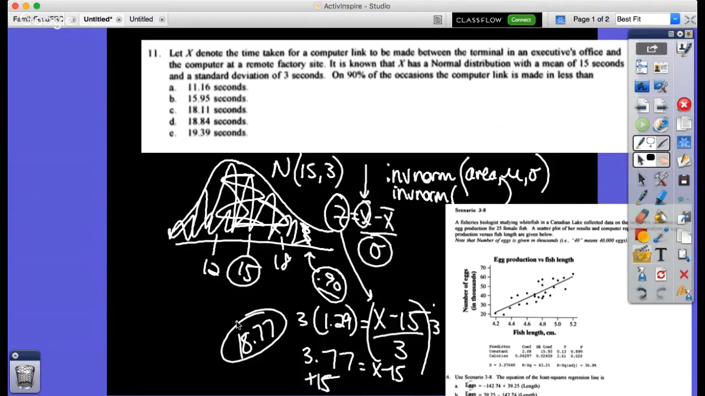So putting this in context, I would say 90% of the occasions, this computer link will be made in less than 18.77 seconds, right? That would be the 90th percentile. So you could probably tweak that wording, but that's kind of the idea. So just the opposite of it is what we're looking at.